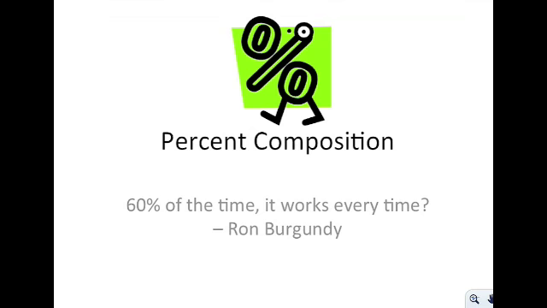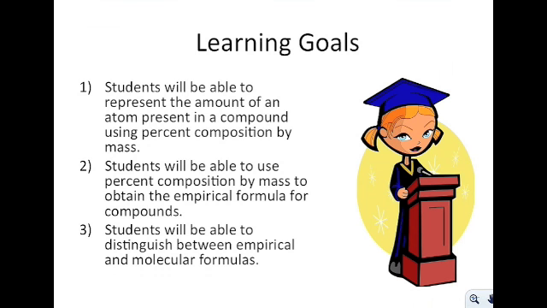So we want to be able to express things in terms of percent composition. And what that means is you should be able to represent the amount of an atom present in a compound. For example, if you have CO2, you should be able to recognize that the carbon represents 1/3 of the number of atoms in the molecule.